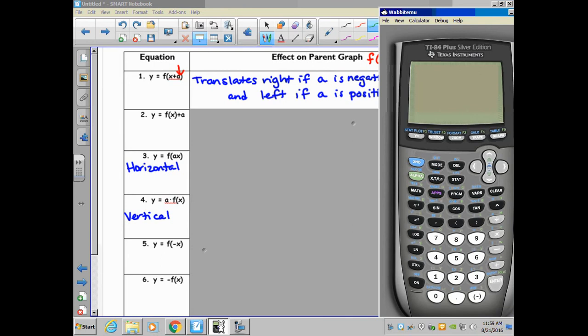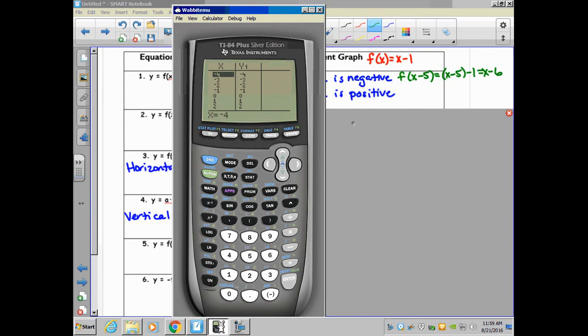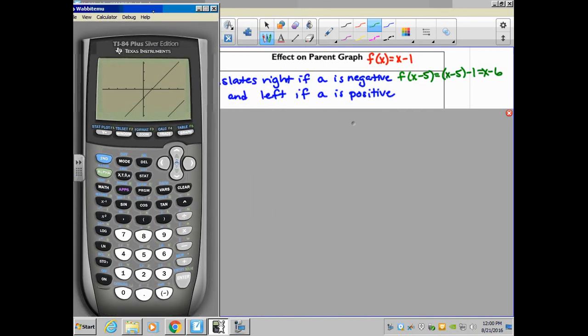All right, so if I go back to my calculator, I'm going to say my original function is x minus 1. My translated function is x minus 6. So what happens to the graph? So there's my x minus 1. My x minus 6, you can see part of that graph there. What happens is it's moving it 5 units to the right. So in my definition, when it says it translates right, if a is negative, that is a true statement.